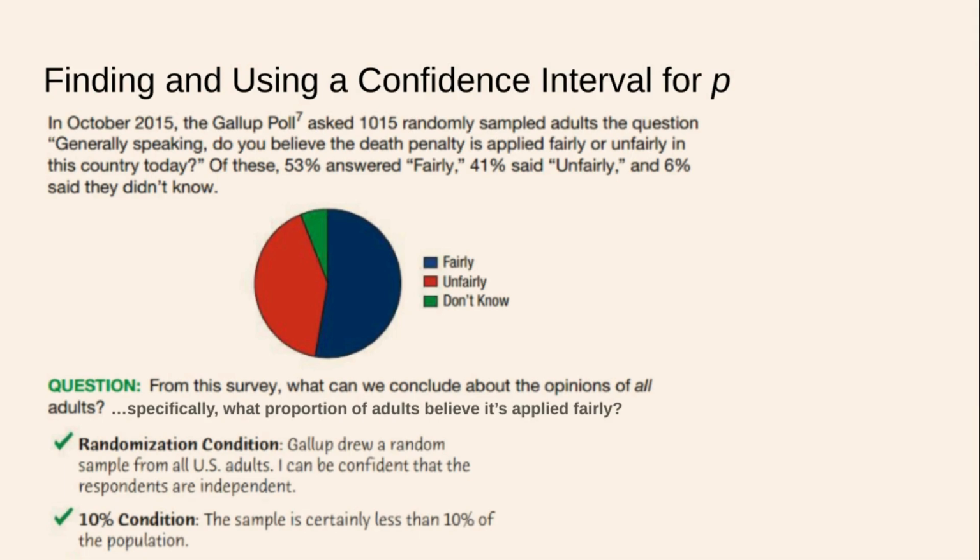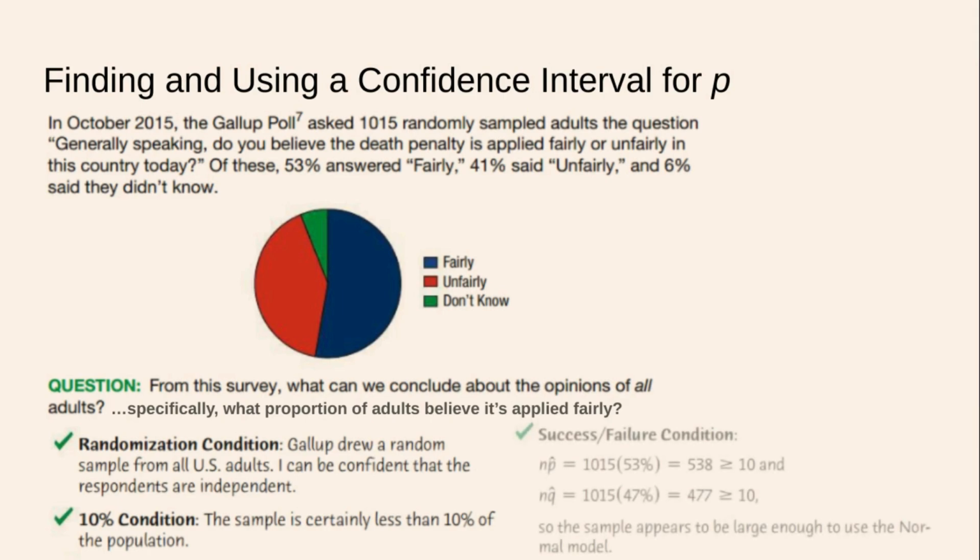Randomization condition: we see that Gallup drew a random sample of all U.S. adults. We can be confident the respondents are independent, not just because the problem says so, but because Gallup is pretty awesome. 10% condition: the sample is certainly less than 10% of the population. That is certainly true as well.